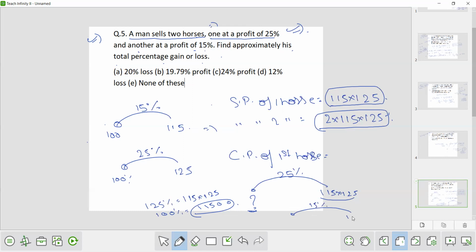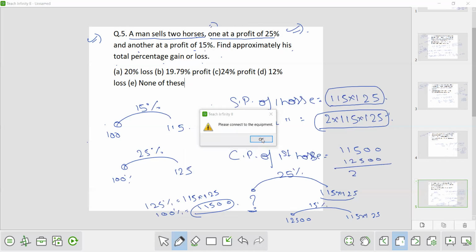In the same way, the second horse was sold at a gain of 15%, and the SP we have supposed to be 115 into 125. So the CP of the second horse came out to be 12500. So CP of first horse is 11500. CP of second horse is 12500. The total CP is 24,000.